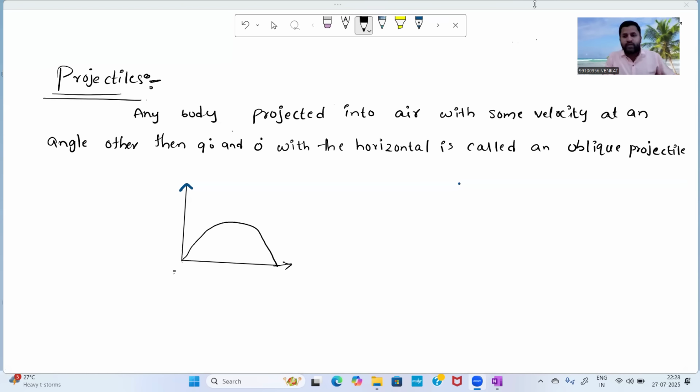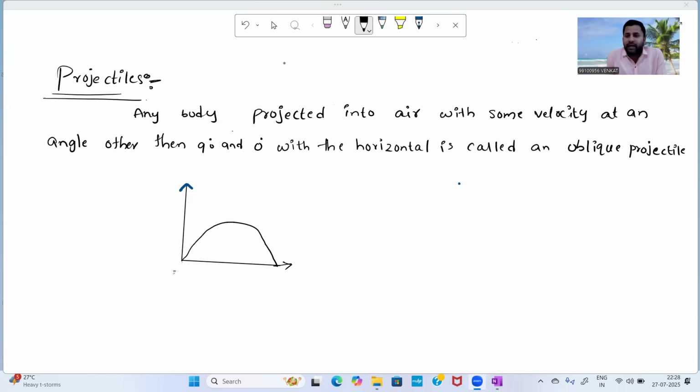Today we are going to discuss the topic of projectile motion. Here we have different types of projectile motion: horizontal projection, oblique projection, and projection from an inclined plane. So today we are going to discuss the first one, oblique projectile. First we can discuss the definition of projectile.